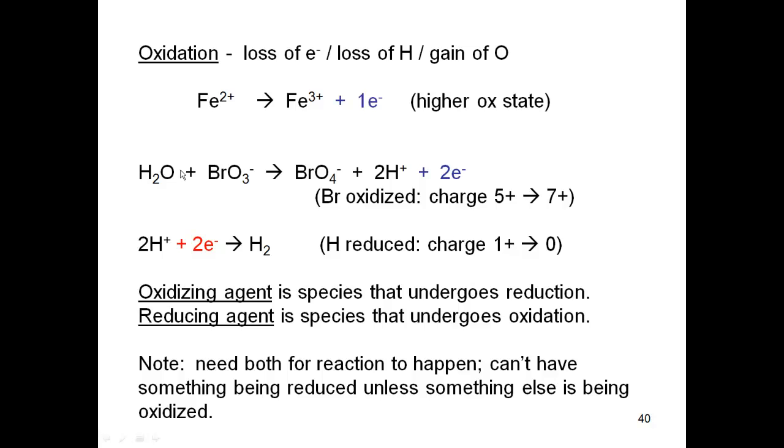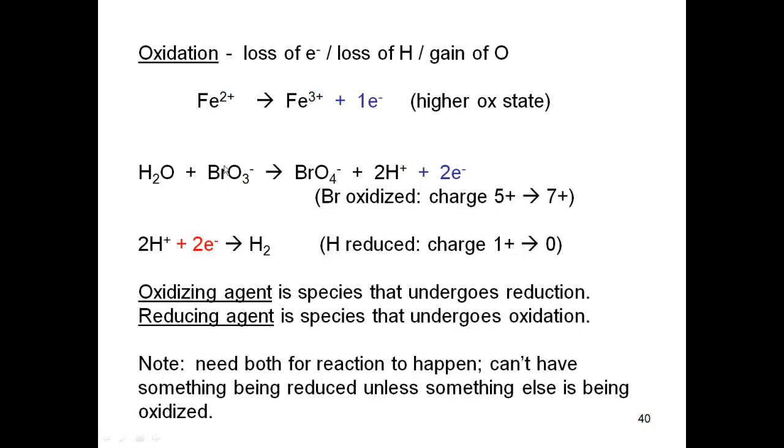If you look inside of water here, hydrogen is a +1. That's part of that molecule of water. If you look at hydrogen on the product side, it is a +1. So the charge hasn't changed. It's +1 in water and it's +1 on the product side. Therefore, there's no change in charge. Oxygen is -2 in each one of these, so there's no charge change there.